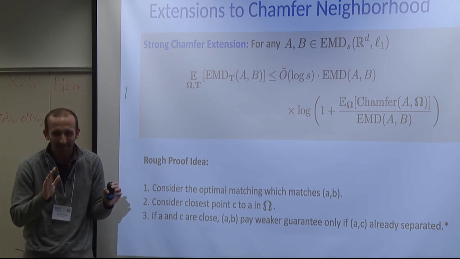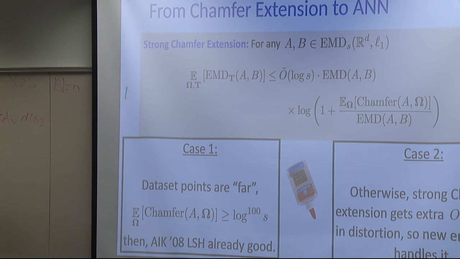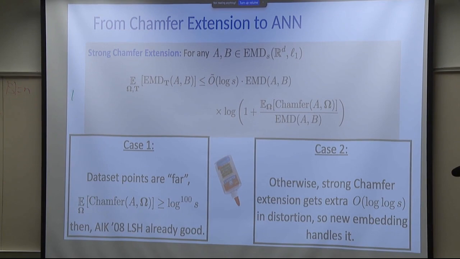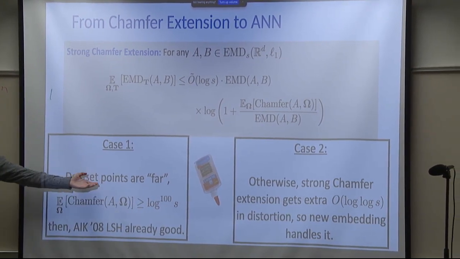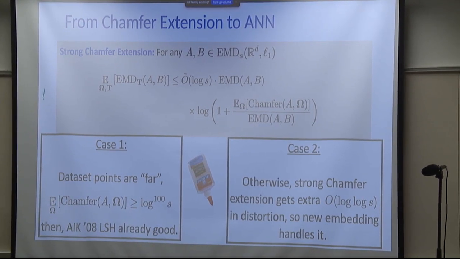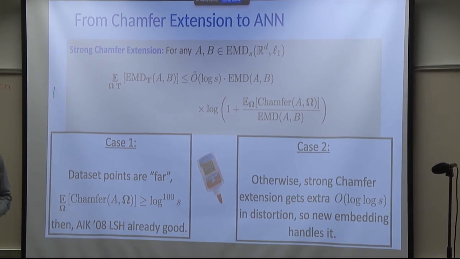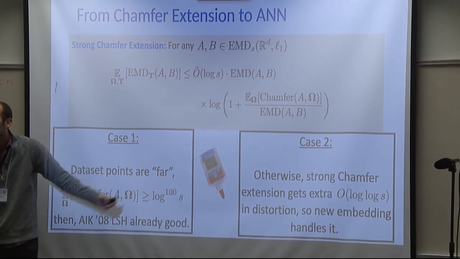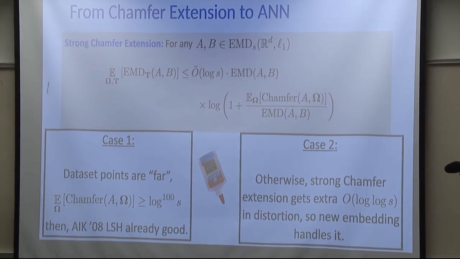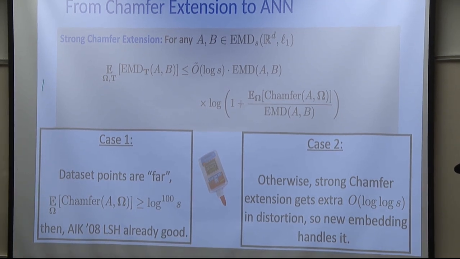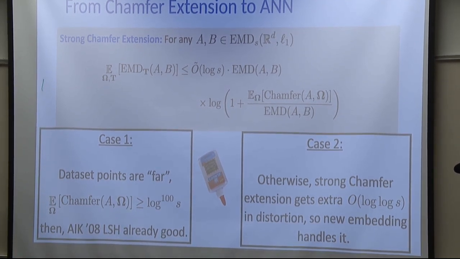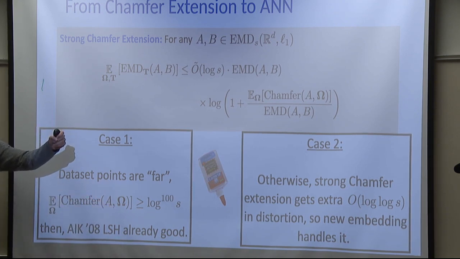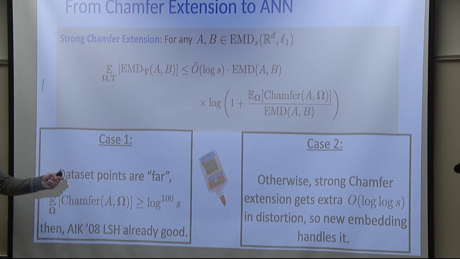And I know I'm going a little bit fast because I don't have that much time. But essentially, this gives rise to two cases in our algorithm. Case one, after you sample some set omega, the data set points tend to be far in the sense that the expected chamfer distance for many of the points is, say, bigger than log to the 100s. If such is the case, we actually showed that the previous guarantees of log squared should already be good, because here you're in some sense saying that most of the points are really far away from each other, much more than log squared s.